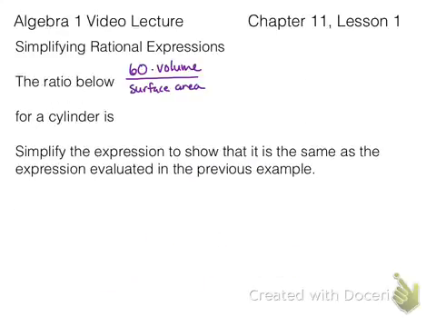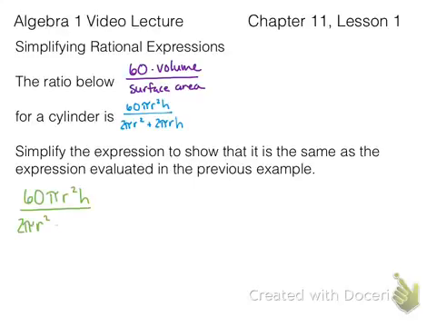Alright, last one. We're going to take the ratio, and it's not really below, it's just to the right, 60 times the volume over the surface area for a cylinder, and we're going to use the actual formulas for 60 times the volume being pi r squared times height of a cylinder, divided by the surface area of a cylinder, which is 2 pi r squared plus 2 pi r h. Alright, and we're going to simplify the blue one, which is the second one, so that we can figure out that it actually does equal the top one.